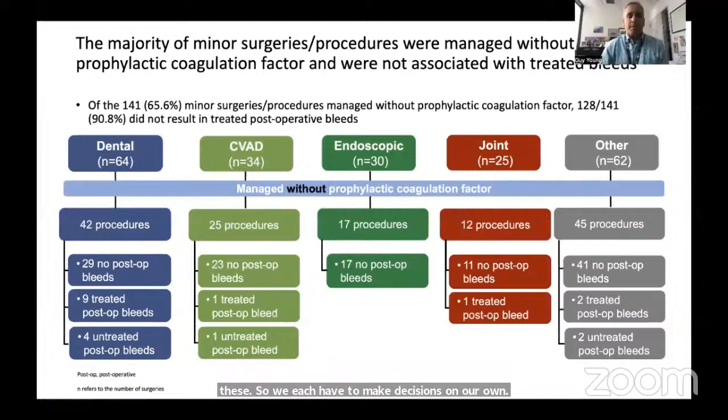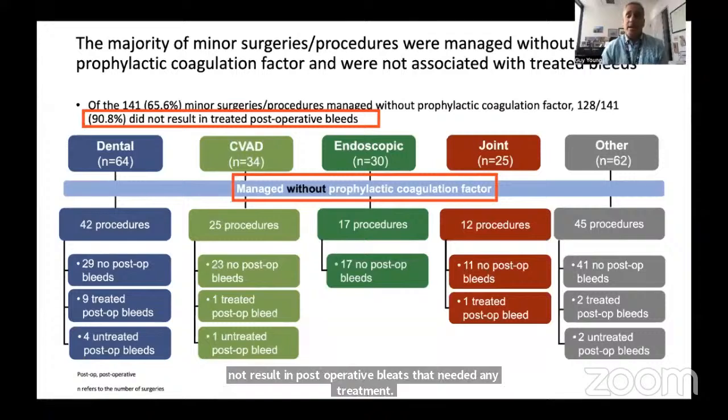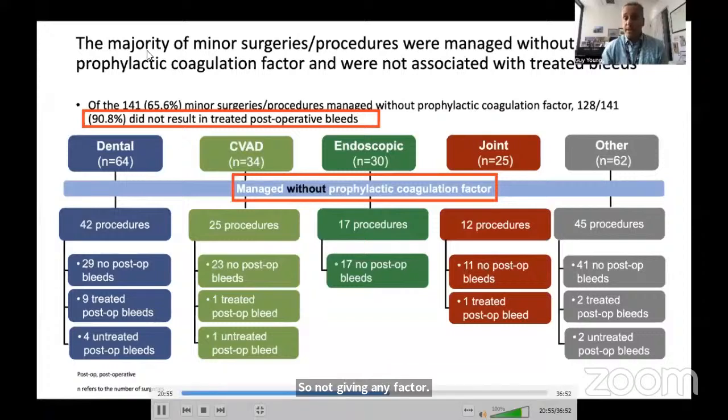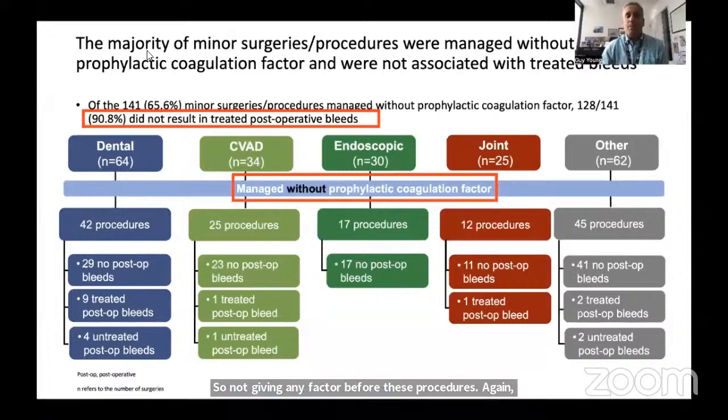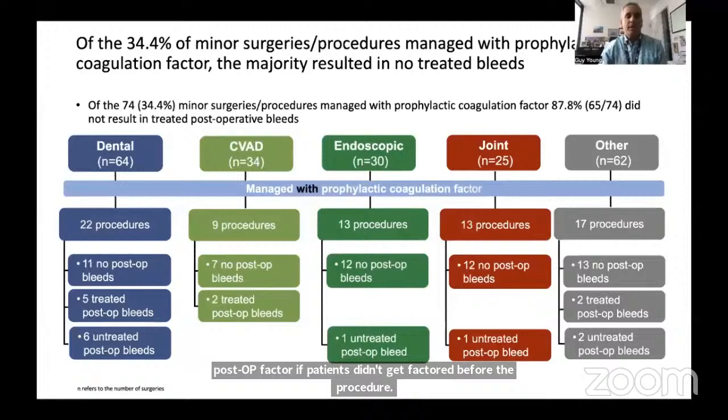So first of all, here's a group of patients who were managed without getting any prophylactic coagulation factor. And the first thing you'll notice is that 91% of these did not result in postoperative bleeds that needed any treatment. So not giving any factor before these procedures, again, these are all minor procedures, most of the patients did not have postoperative bleeds that needed treatment. If we focus in on dental, since I showed you a dental case, 42 procedures, 9 treated post-op bleeds. So that's 21% of the dental procedures did require post-op factor if patients didn't get factor before the procedure. Remember that number, 21%.